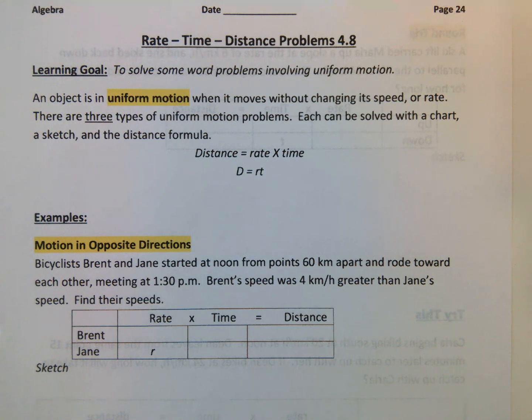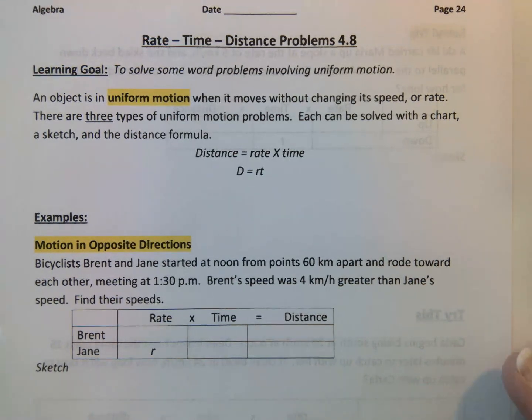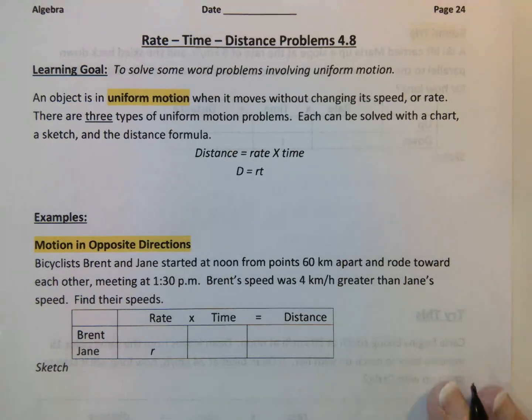Today we're going to look at rate, time, and distance problems. This is what we call the DIRT formula, because it's D equals RT, so it's just easier to remember: DIRT. There are several different types of motion that we're going to talk about using rate, time, and distance, and each type is solved a different way.